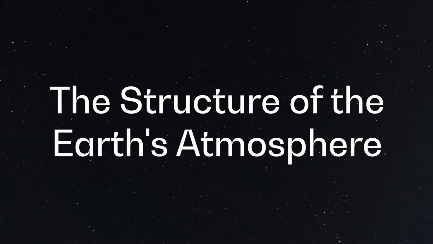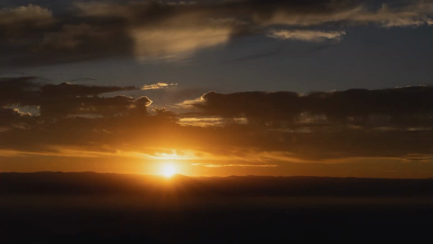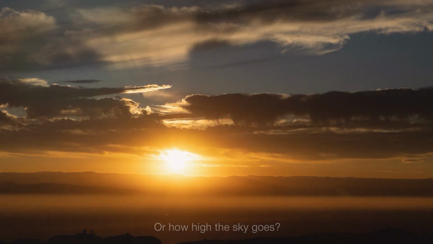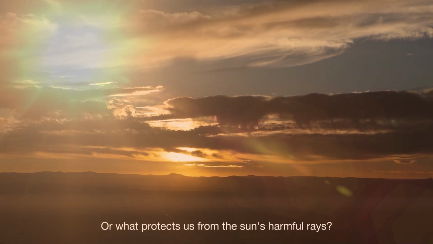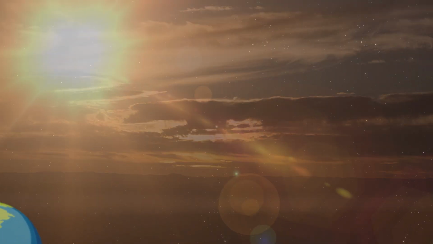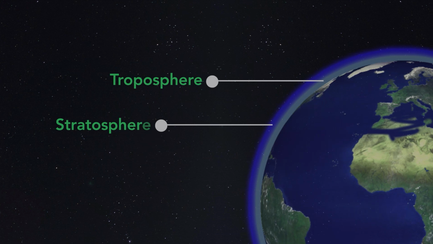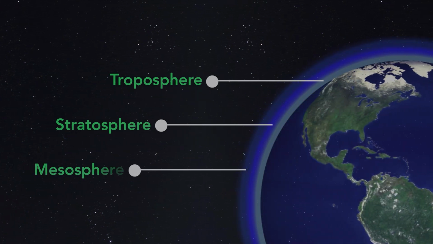The structure of Earth's atmosphere. Have you ever wondered what the air we breathe is made of, or how high the sky goes, or what protects us from the sun's harmful rays? If you have, then you are curious about the atmosphere, the thin layer of gases that surrounds the Earth and makes life possible. The atmosphere is a fascinating and complex system, with different layers that have different functions and characteristics.